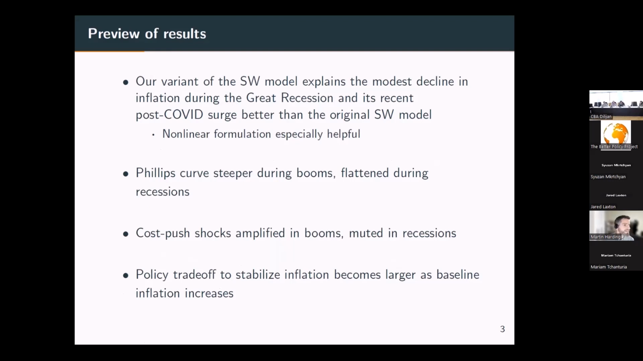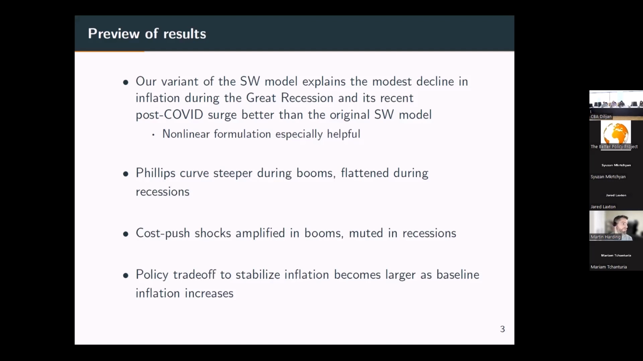Policy trade-off to stabilize inflation becomes larger, okay? Yeah. Like if I was to think about this as a trade-off, like a convex function or something, what do you mean by larger? Like there is a larger range of variation that you can choose from? What do I mean by larger? It's going to be larger in the sense that the cost of bringing down a certain increase in inflation is going to imply a larger GDP cost. So it's going to be larger in terms of GDP cost and the increase in the policy rate that you need for a given increase in inflation.